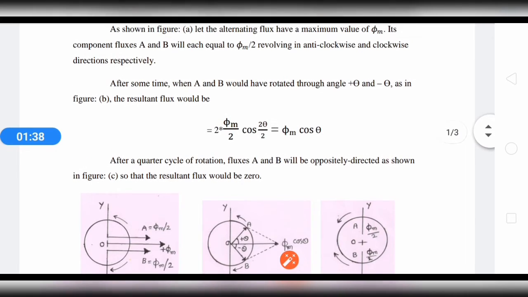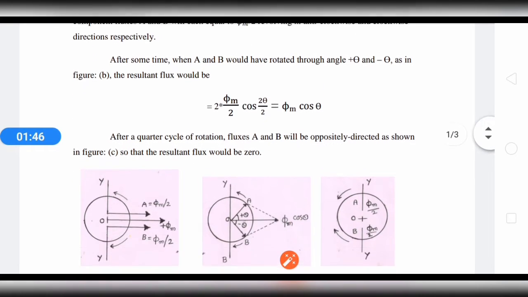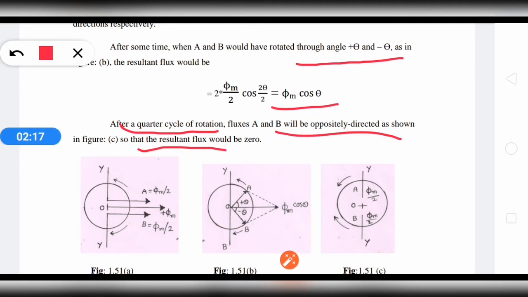After some time, in figure B, we can see that after angle theta the resultant flux value becomes 2 phi m by 2 cos 2 theta by 2, that is phi m cos theta. As the flux completes a quarter cycle of rotation, the fluxes lie in opposite directions, so that the resultant flux becomes 0.